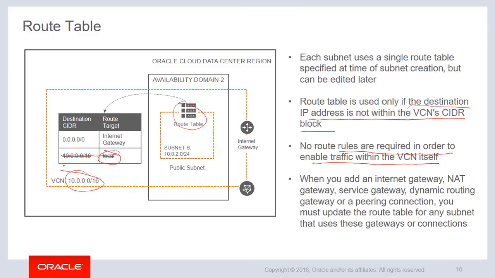When you add all kinds of gateways, internet gateways, NAT gateways, service gateways, dynamic routing gateways, peering, we'll look into these 5 or 6 different kinds of gateways you can create. You must update the route table for any subnet that uses these gateways or connections. So just keep in mind, very important, as you are adding gateways, you need to update the route tables accordingly. So let's look into these 5 or 6 different kinds of gateways.